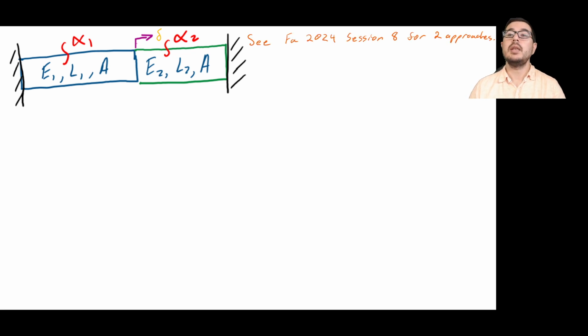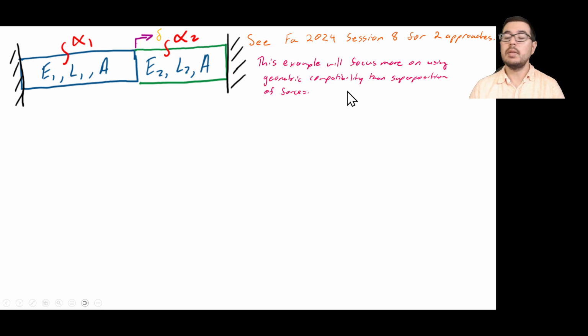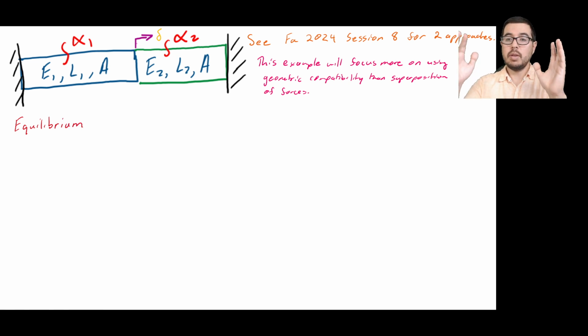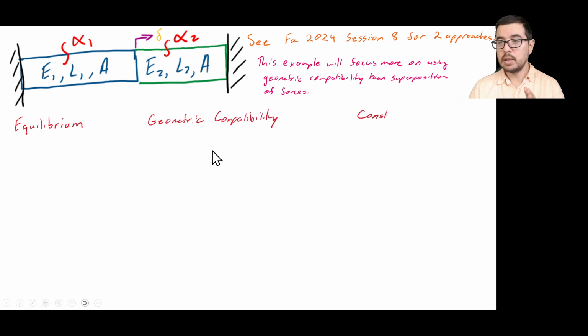If you'd like to see how we might do this problem in a couple of different ways, you can take a look at the lecture from the fall of 2024, session 8. And we're going to use the second approach that's described in that lecture. We're going to focus more on using geometric compatibility than superposition of forces. Now, we might go ahead and draw out three columns on our piece of paper that represent equilibrium, geometric compatibility, and constitutive relationships.